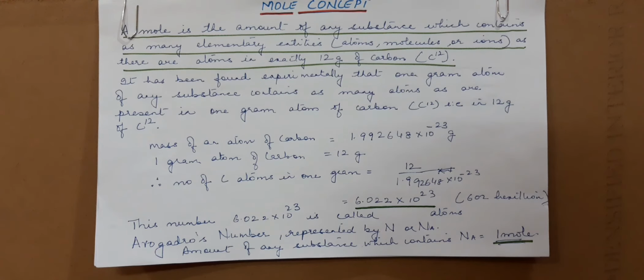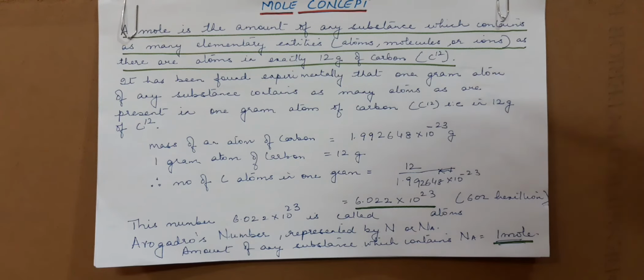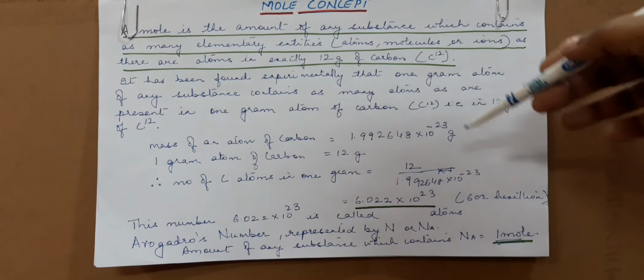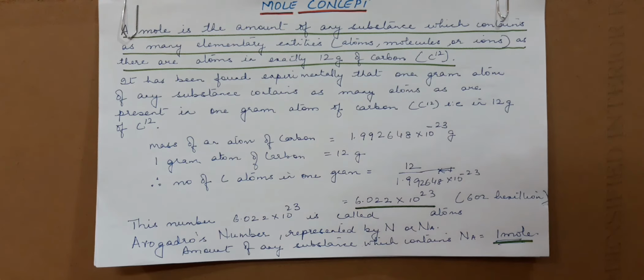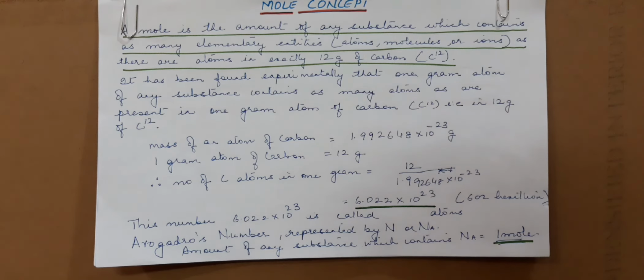12 gram of carbon. Now we know experimentally through mass spectrometer, we have found out that the mass of an atom of carbon is how much? That is 1.992648 into 10 to the power minus 23. That means if I have to have an understanding of one atom mass, it will be such a minute number, a complex number. It will be so impractical to actually use it in normal calculations. So then how do we find out what is Avogadro's number?